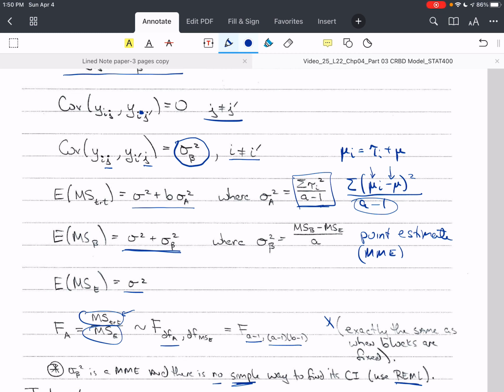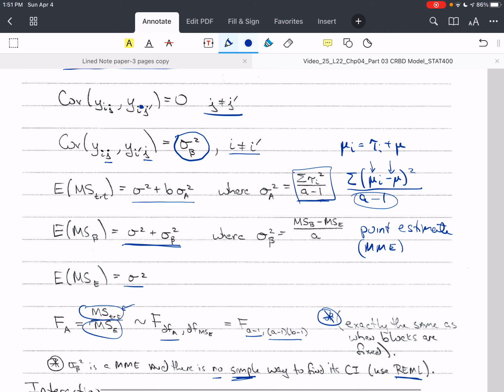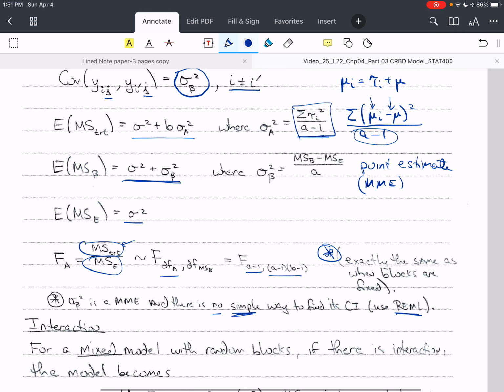And this test is exactly the same test as when the blocks are fixed, okay? But it's behaving differently behind the scenes. Okay, and here's one of the major benefits of using a mixed design here.